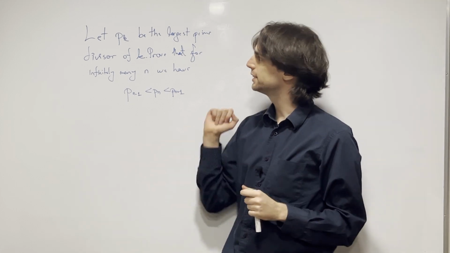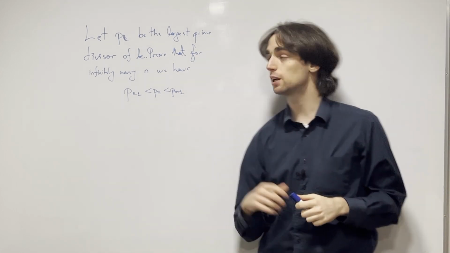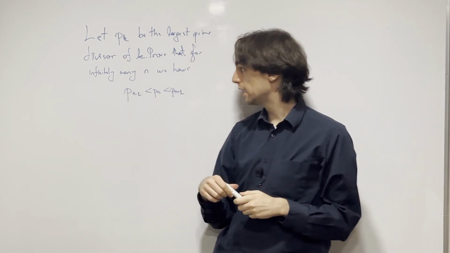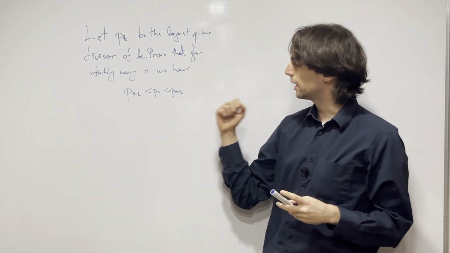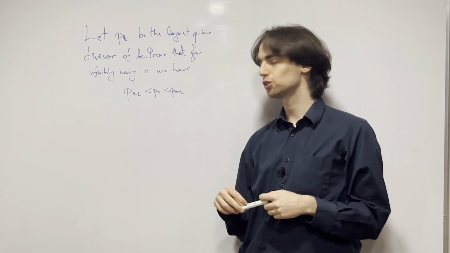I don't know which competition this one is from, but it says: let p_k be the largest prime divisor of k. Prove that for infinitely many positive integers n, we have p_{n-1} < p_n < p_{n+1}.